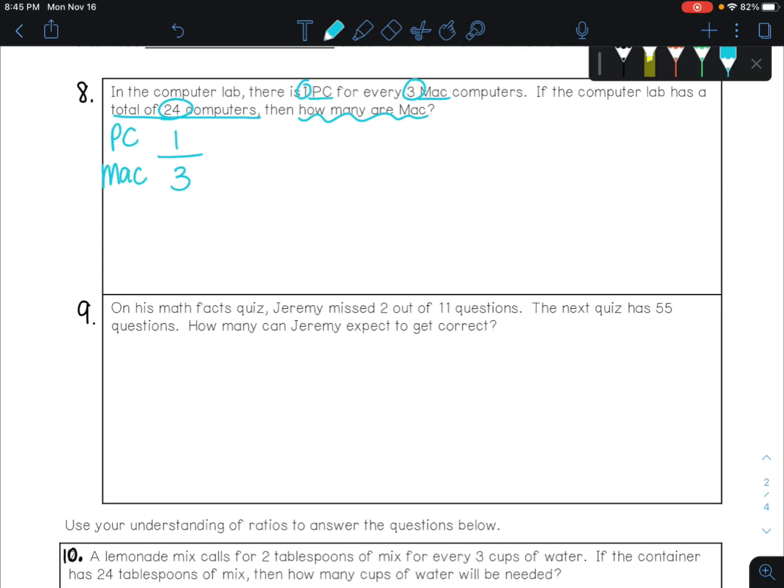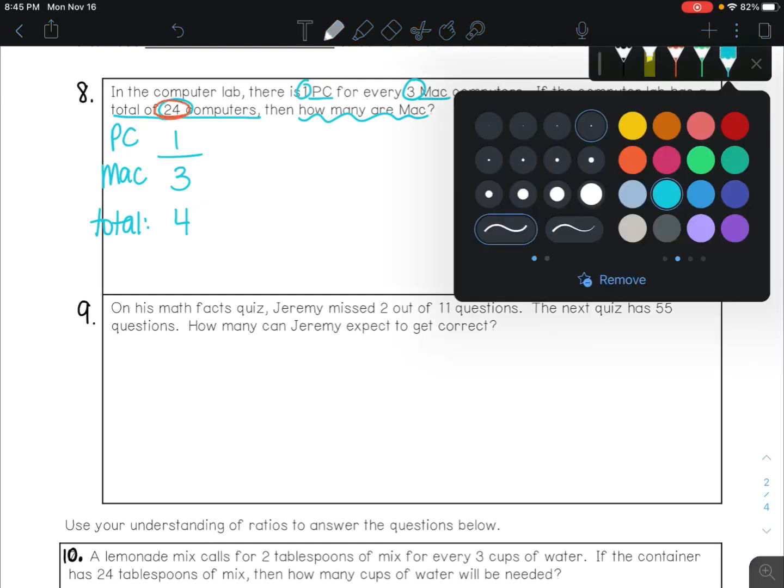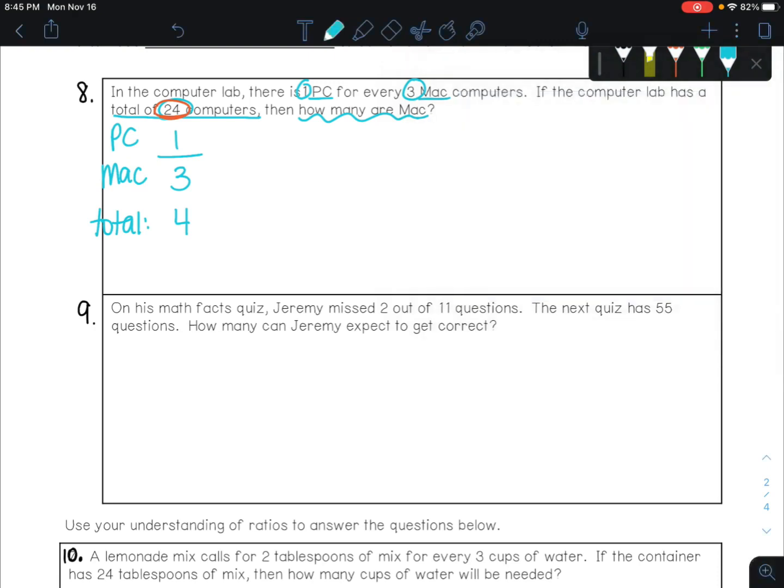If we want the total, we have to add. So the total actually would be 4. 1 plus 3 is 4. But in real life, we don't only have 4 computers. It says right in the problem we have 24 computers. So in real life, we need 24 as our total, okay? So we got to somehow turn a 4 into a 24. And whatever we do to that, we're going to do the same thing in our ratio as well, okay?